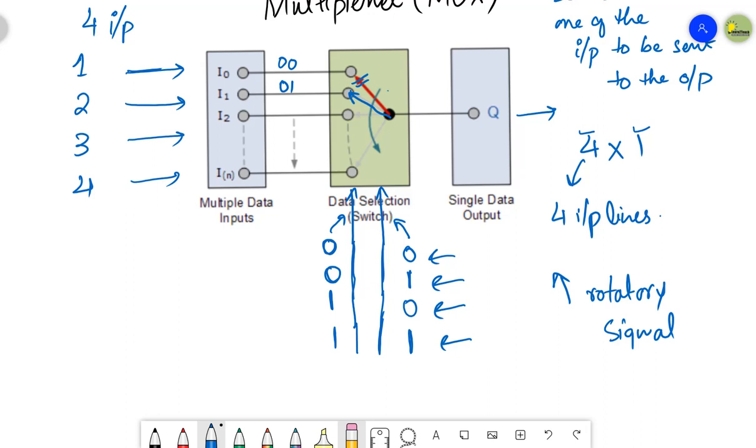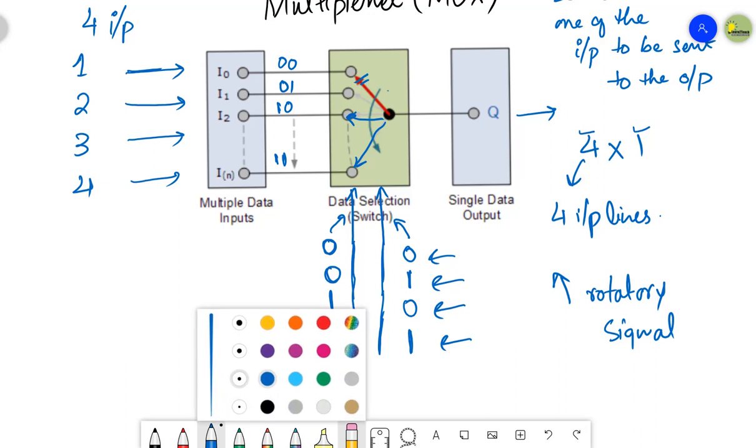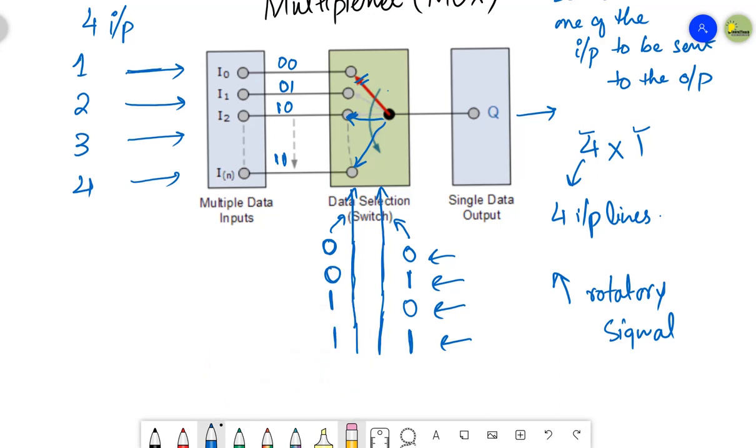And if the control signal gives 1, 0, then this rotary signal will be set to I2 instead of I1. Similarly, the last option is if the control signal gives 1, 1, then the rotary signal sets to I3. And this particular path, the path of I3, will be enabled and the fourth input is going to be transmitted to the output. So in this way, it depends upon the control signal which of the inputs is going to the output.